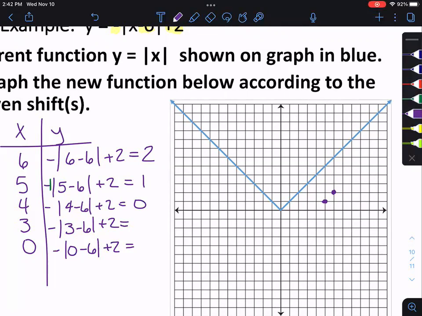3 minus 6 is -3. The absolute value of -3 is +3. +3 times the -1 is -3. -3 plus 2 is -1. If I plug in 0, 0 minus 6 is -6. The absolute value of -6 is +6. +6 times -1 is -6. -6 plus 2 is -4.